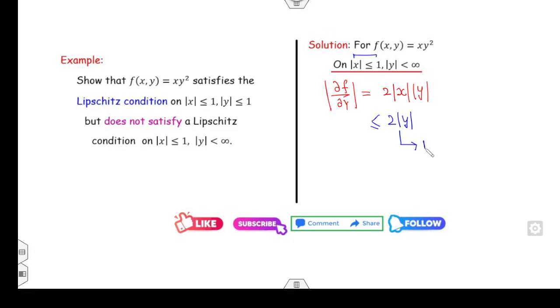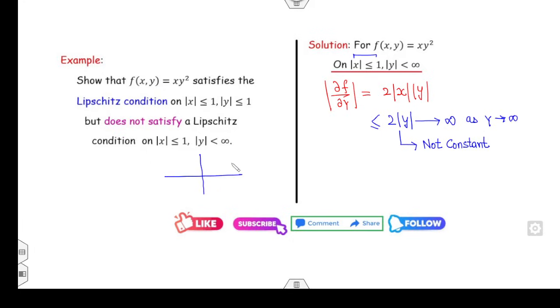Will it be a constant? No, it is not a constant, क्योंकि हर एक y की अलग अलग वैल्यू के ऊपर आपको एक अलग अलग आंसर मिलेगा. Fine, so that means Lipschitz condition not satisfied, or you can say this number will go to infinity as y goes to infinity. क्या y infinity part होगा इसका?